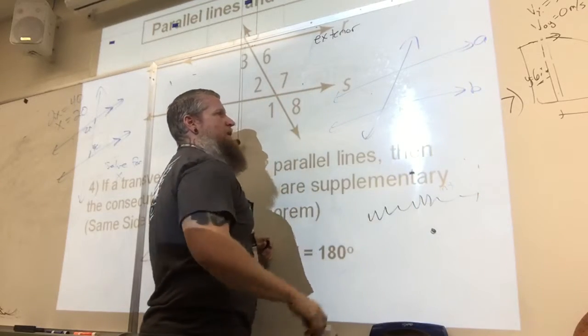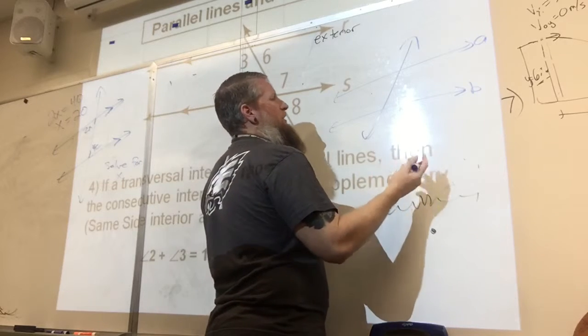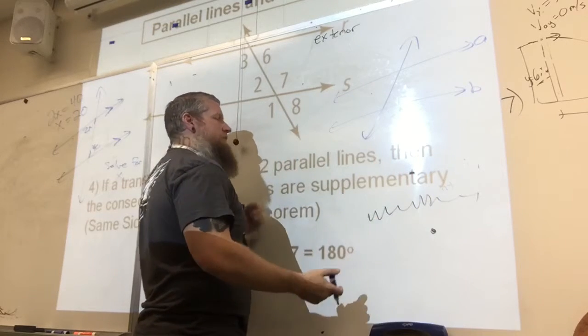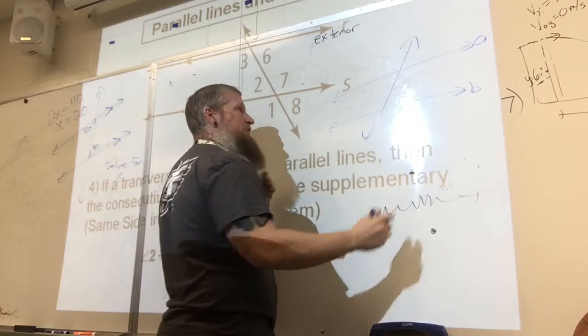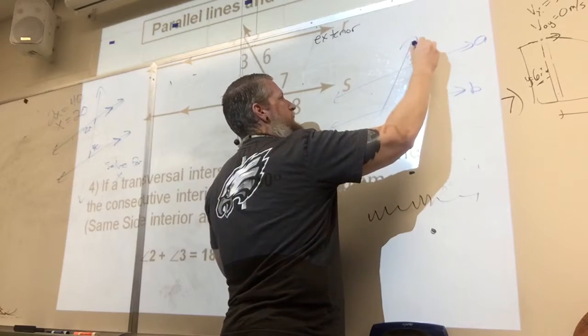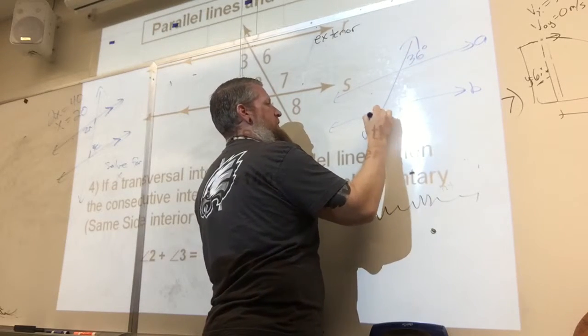I don't know, give me a number. 7. No, like an angle measure. 4. 4? 36 is better. I like that. We'll do 36.